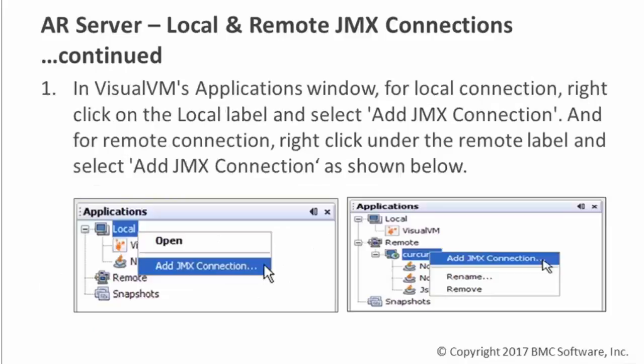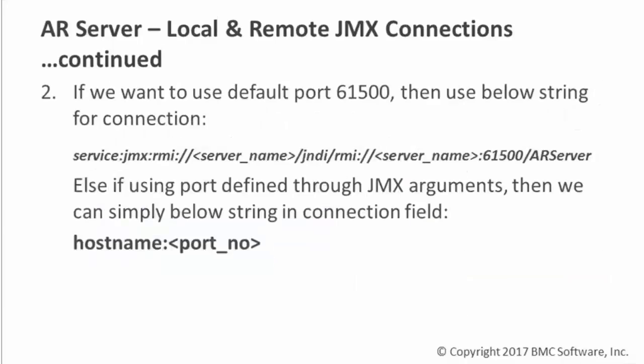And the rest of the steps would be the same for both the local and remote connections. Okay, so a point to be noted here: if you are going to use the default port provided by the Remedy application, that is 61500, then in the connection field you need to use this connection string. This is a standard format. So here you need to put your server name, and the port is already there, 61500.